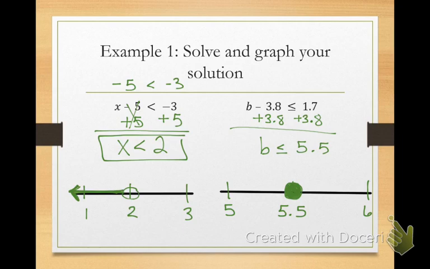And all my other solutions have to go which way, left or right? Left. To the left, less than. Okay? So all my other solutions must be less than. So I draw my arrow to the left. Meaning if I plug in any number less than 5.5, it will make that inequality true.